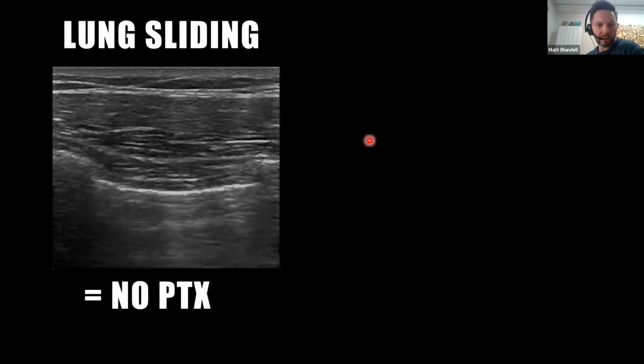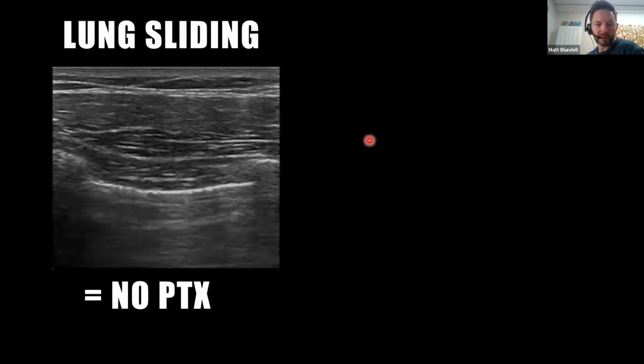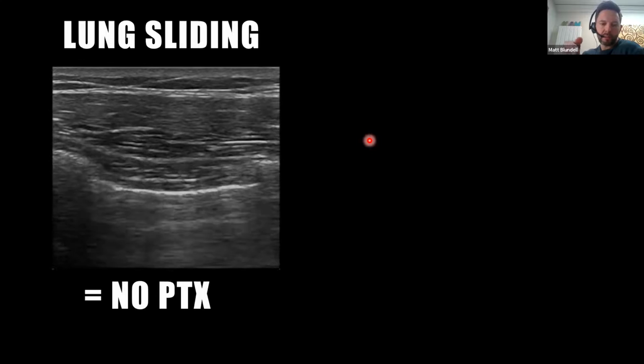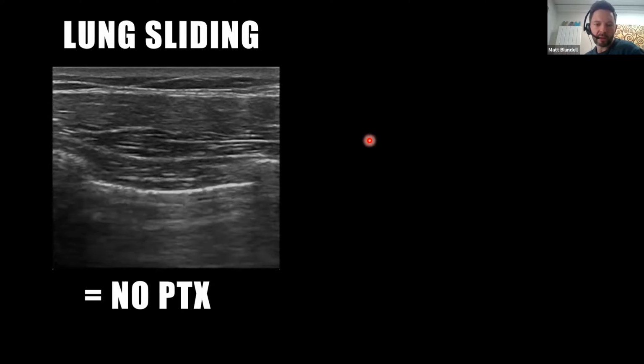So if you see lung sliding in that particular rib space, it means there's no pneumothorax, but it's really important you scan through more than one pleural space. So if the patient's supine, I'd start from below the clavicle, probably come down at least 3 or 4 intercostal spaces to make sure there's no pneumothorax.